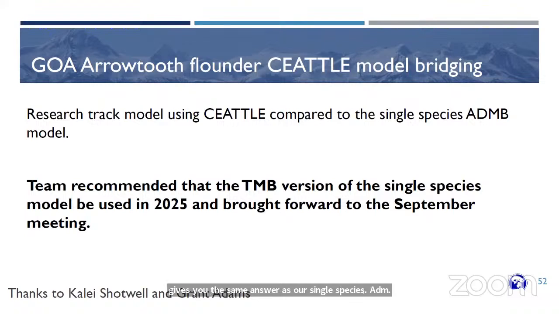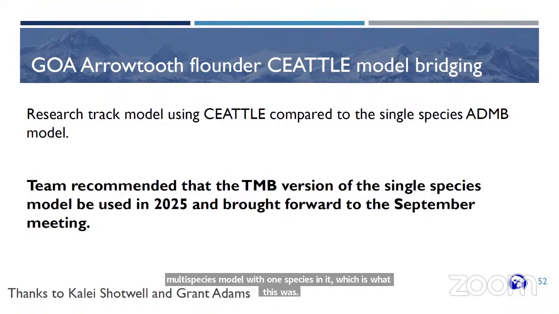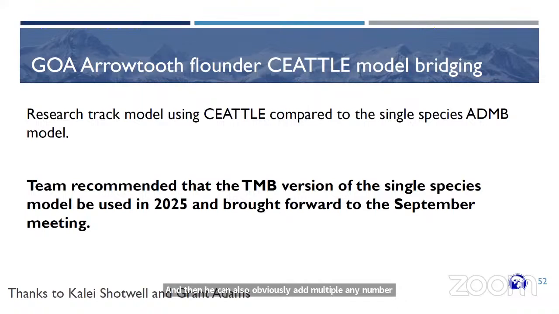And of course, with the multi-species aspect, he can at one level just turn on cannibalism. That's the multi-species model with one species in it, which is what this was. And then he can also obviously add any number of species in, as long as he just needs the prey preference type stuff. Thanks. Thanks for that. I think that's it on questions. So go ahead.